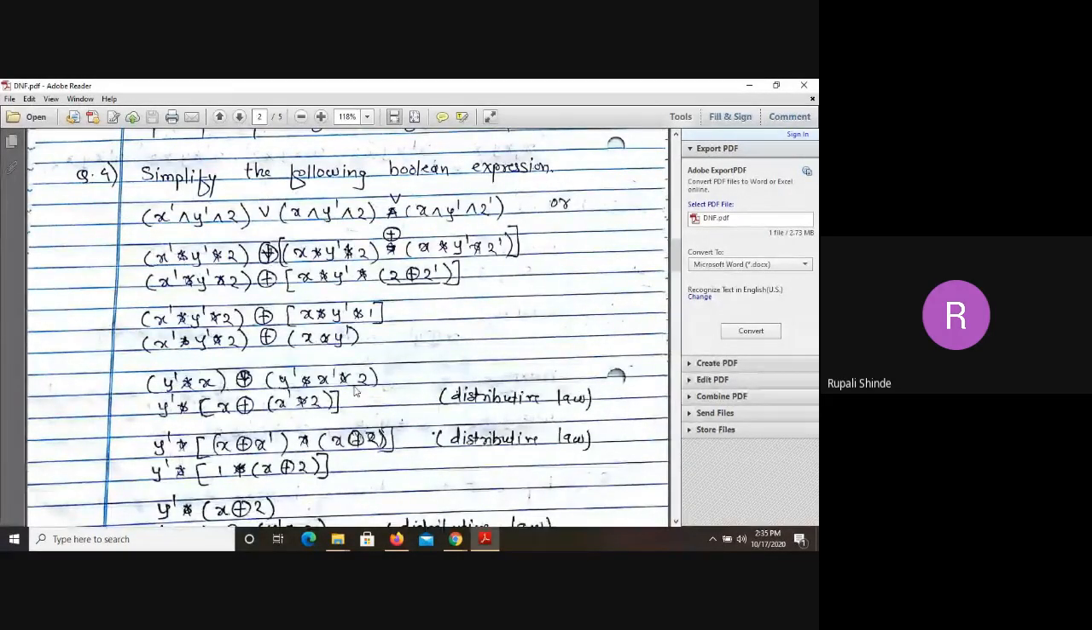समजले का हे एक्झाम्पल? Ma'am, can you repeat us from distributive law? Distributive law. Okay. From the whole example or only this step? Only the step.